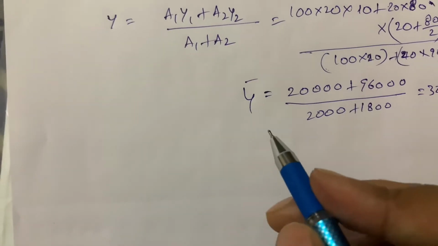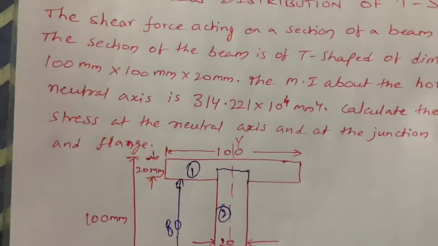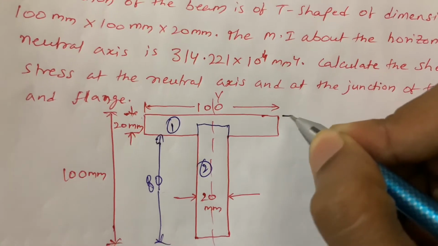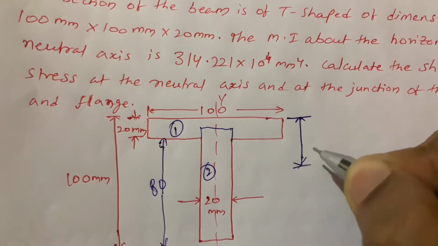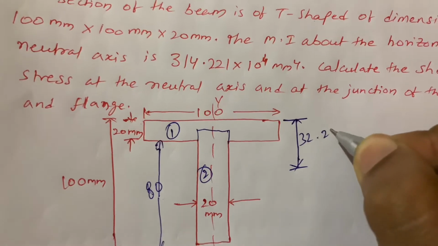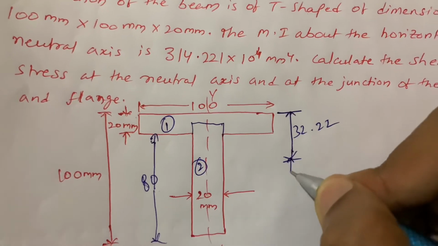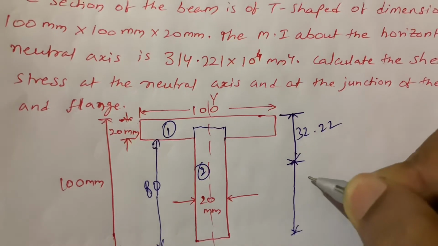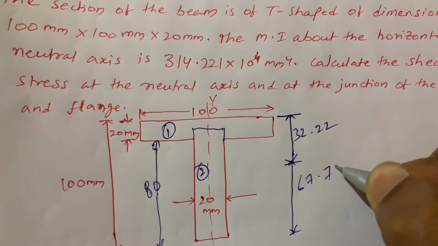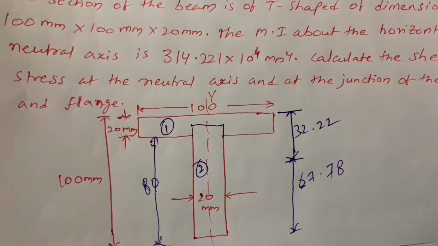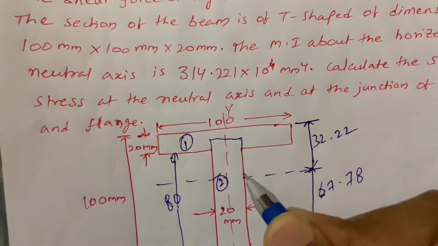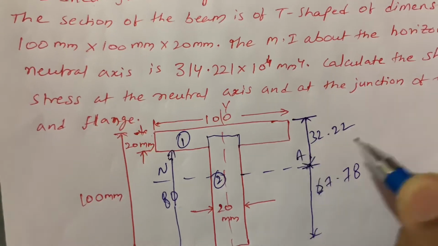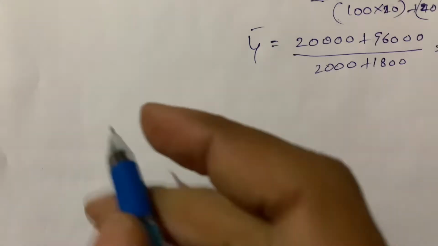So first we have to locate this, the top of the flange up to here. This is the neutral axis, at 32.22, and the remaining is 67.78. So this is the neutral axis. Next we have to calculate the shear stress distribution in the flange.